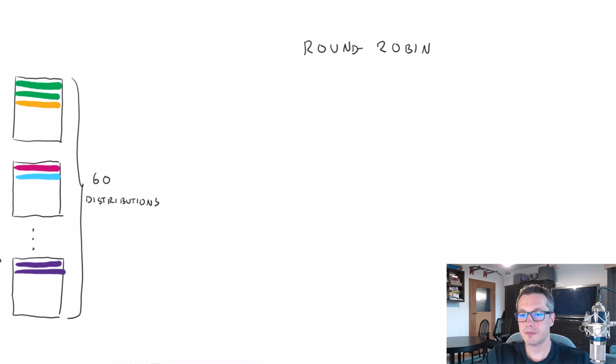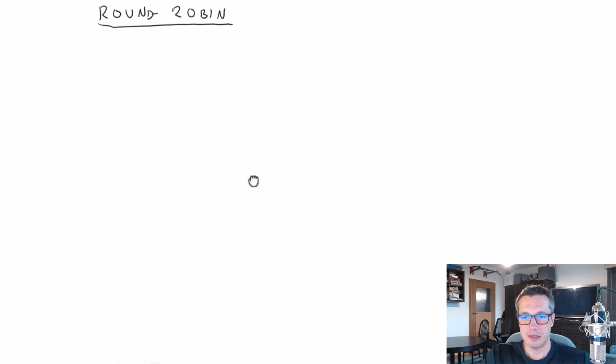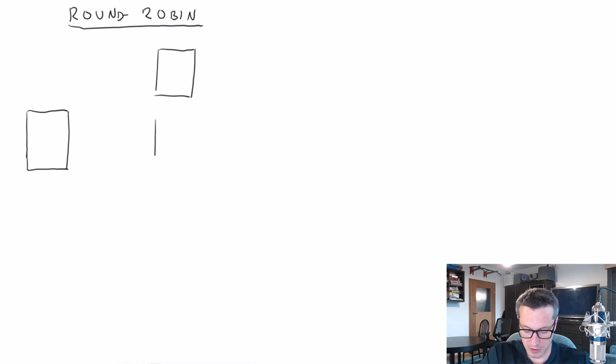Round robin. And it works differently to hash, because it is like this. Let's assume again that we have some data that we would like to load inside our table in dedicated SQL pool. So this is our source data. And again, we have those 60 distributions. No more, no less. There are always exactly 60 distributions, and you cannot change this.